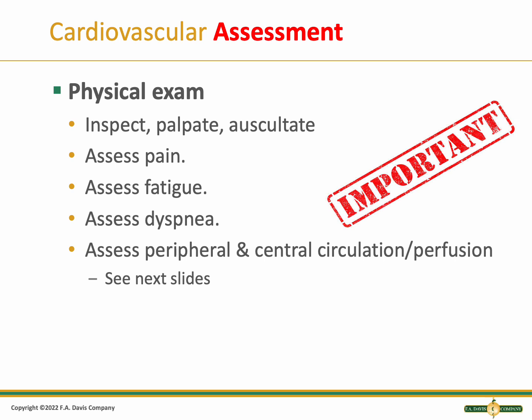And then lastly, we're going to assess for peripheral, remember, arms, legs, feet, hands, away from the heart, and central, so centrally located, right there in the middle in our core here. We're going to assess for peripheral and central circulation and perfusion, okay? And we'll go over those on the next slide.